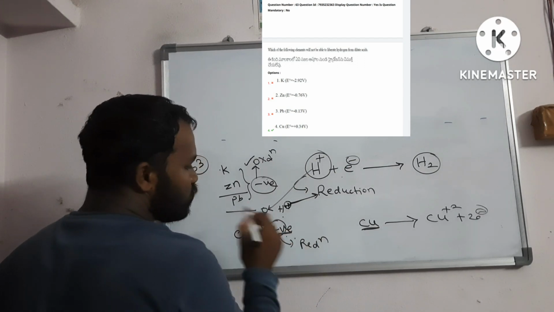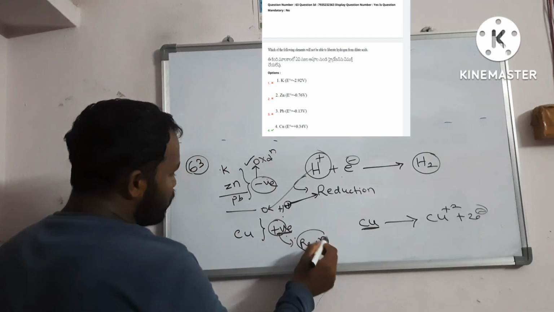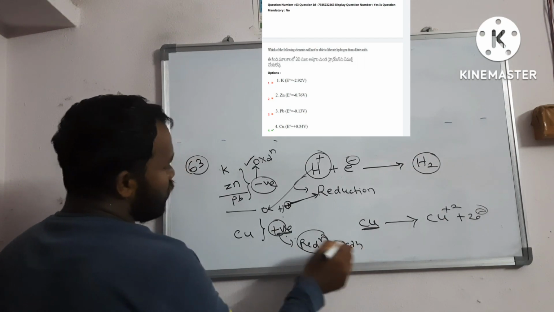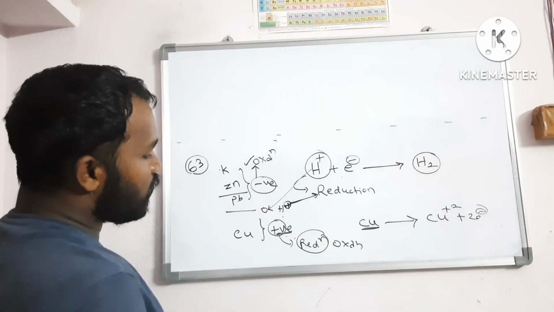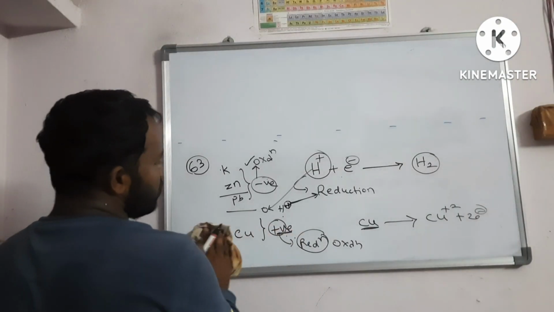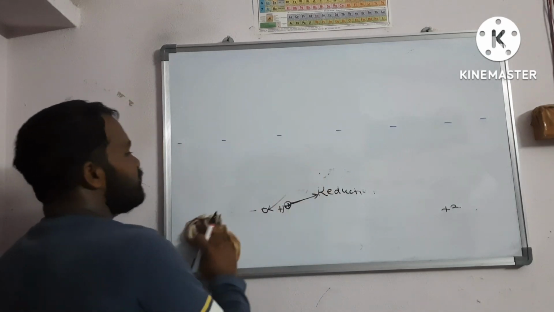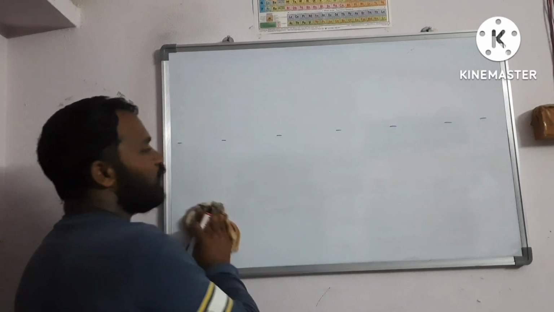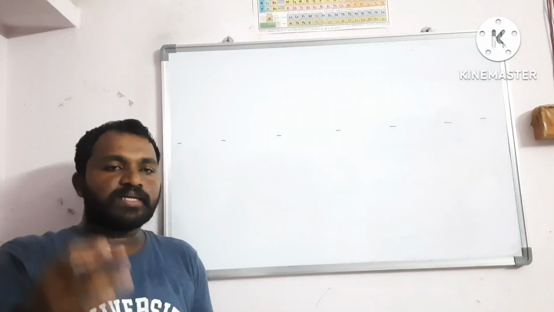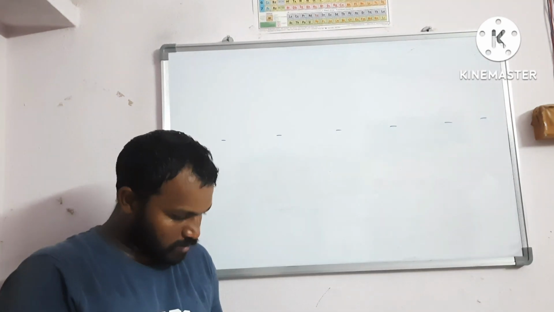lowest value should undergo oxidation, but here copper undergoes oxidation despite having the highest value, which should undergo reduction. So it is a non-spontaneous reaction, and hydrogen gas is not evolved. If you want more clarification, see my electrochemistry videos.